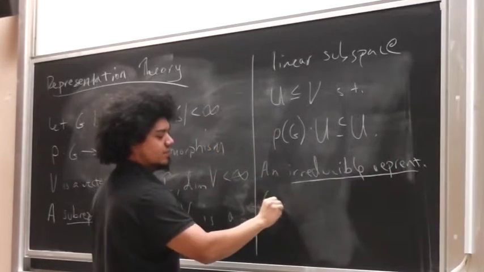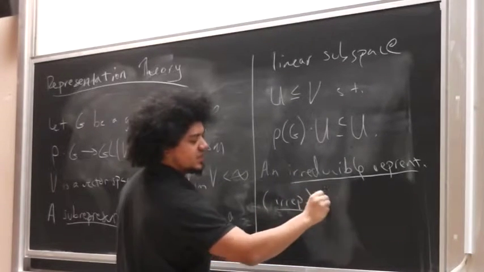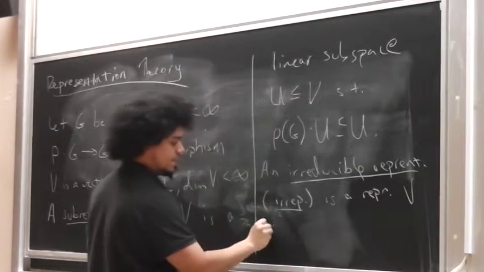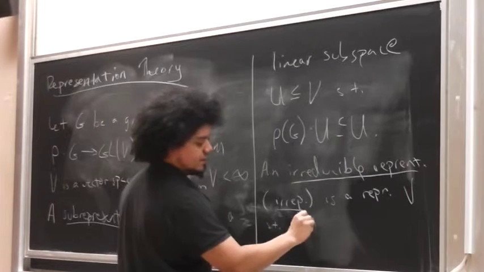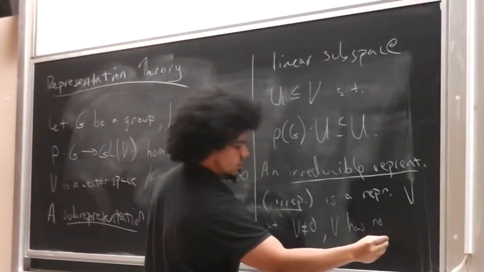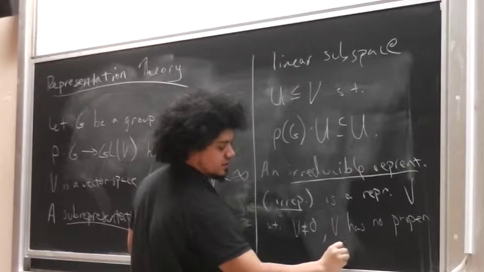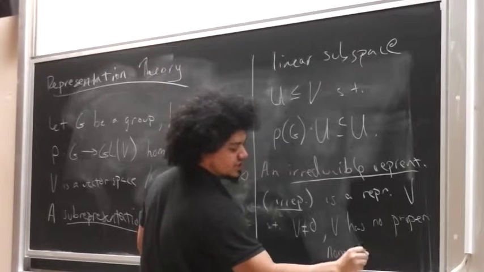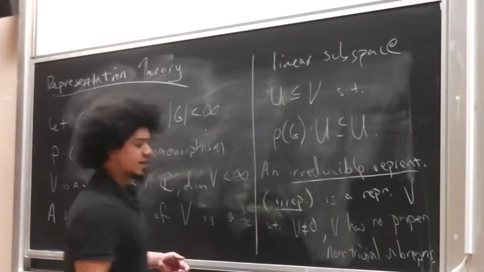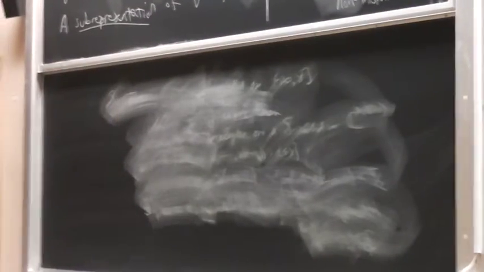And an irreducible representation, I'll call this an irrep, is a representation V such that V is non-zero, and V has no proper, non-trivial subrepresentations.